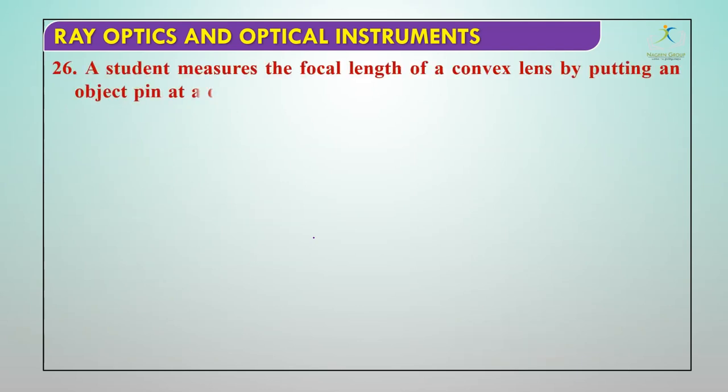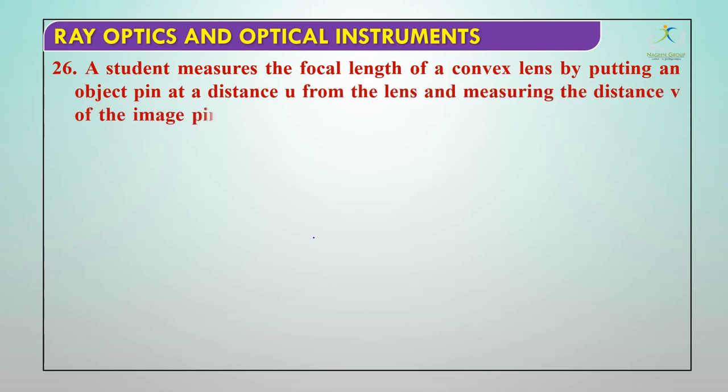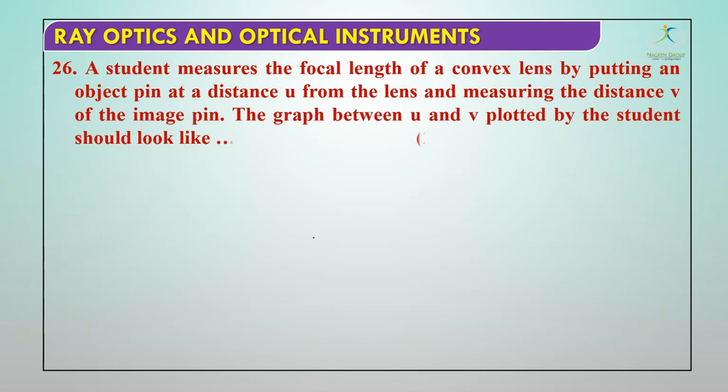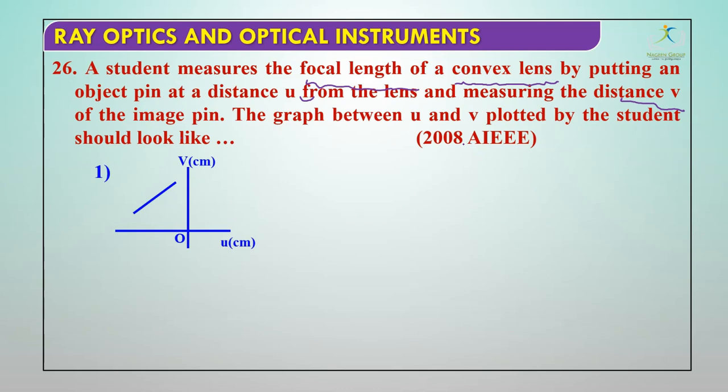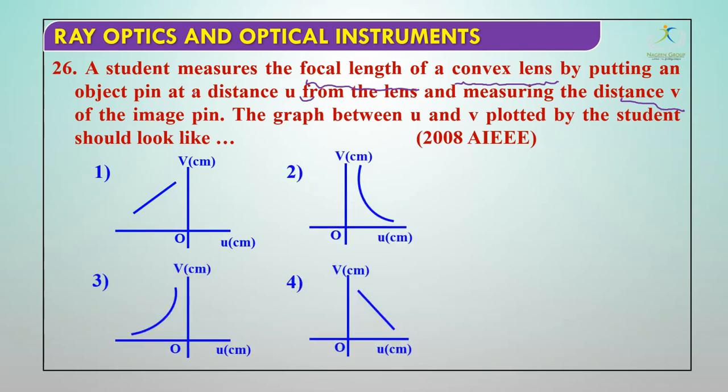Next, a student measures the focal length of a convex lens by putting an object pin at a distance u from the lens and measuring the distance v of the pin image. The graph between u and v plotted by the student should look like. So a student measures the focal length as given, and the lens will be a convex lens. Distance v is given. These are the options.